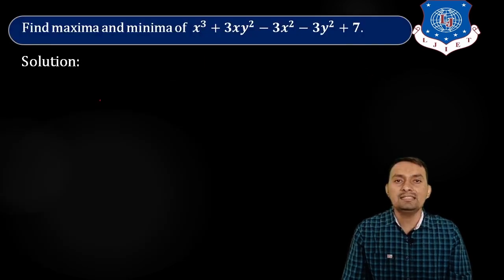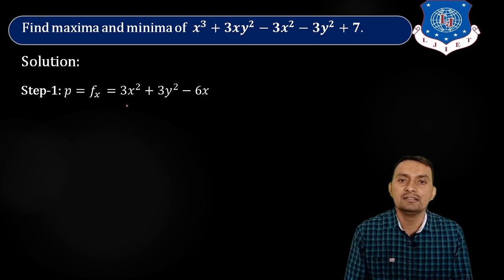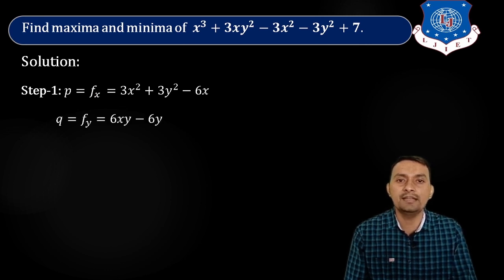And let's have a look at the first question. Find maxima and minima of the function x cube plus 3 times x y square minus 3x square minus 3y square plus 7. For that, you have to determine p, q, r, s, t. Let us first take p, that is the partial derivative of this function with respect to x. I say this is f of x, y. So what will be f_x? That is 3x squared plus 3y squared minus 6x.